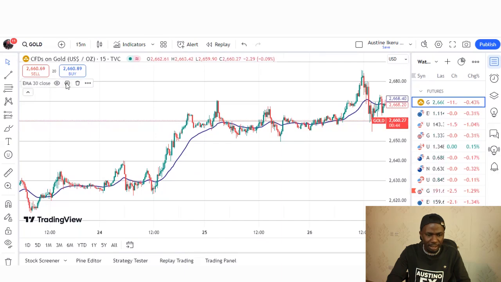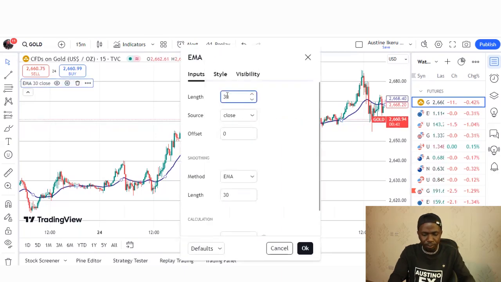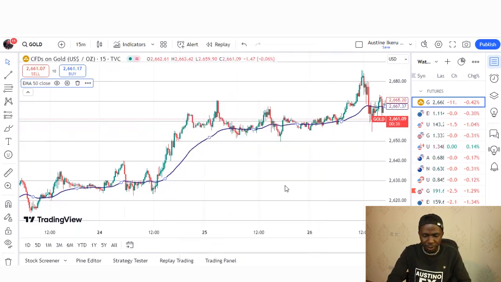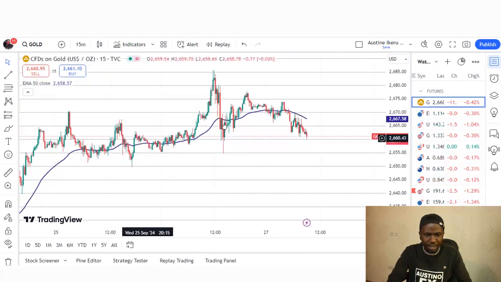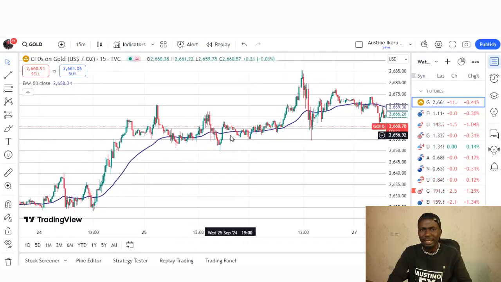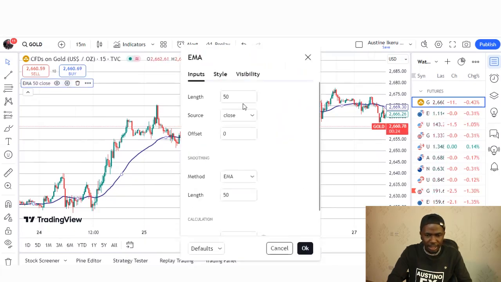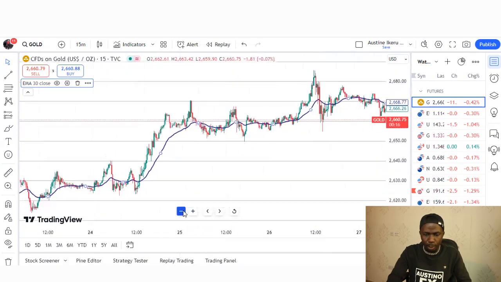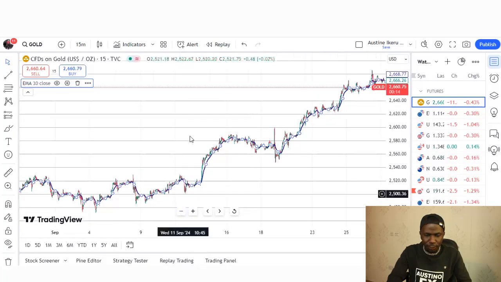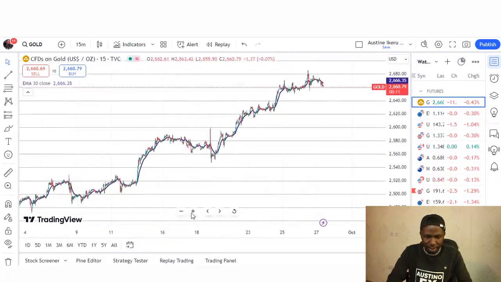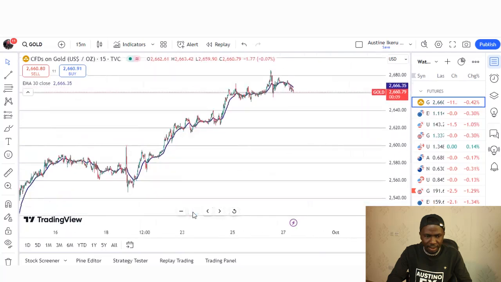So let's just change the setting and see what happens. Let's change it to 50 and see whether it will respect the moving average. So you can clearly see that the market is clearly in a range, so that is why it's not respecting it. So what we'll have to do is let's go back and change it to the 30 and then look for a market that is trending. That is very important. You must trade based on a trending market. So let's look for a trending market, a market that is trending.